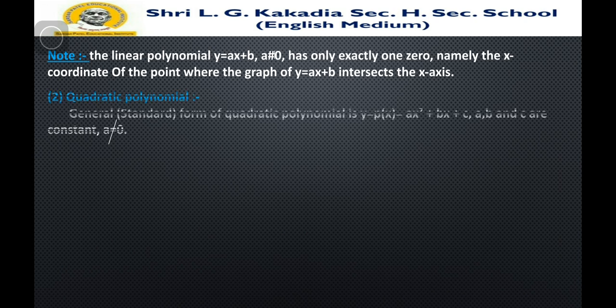So now let me explain for a quadratic polynomial. What is a quadratic polynomial? As you know, the general and standard form of a quadratic polynomial is y is equal to p of x is equal to ax square plus bx plus c, where a does not equal 0 and a, b, c are constants.